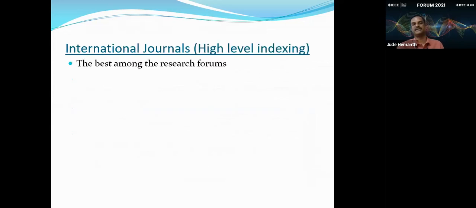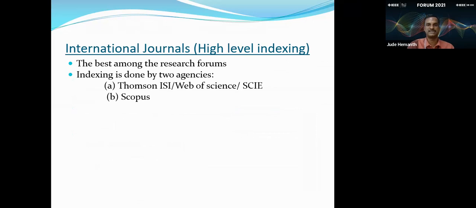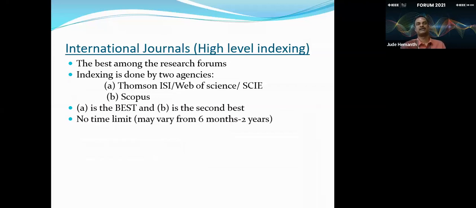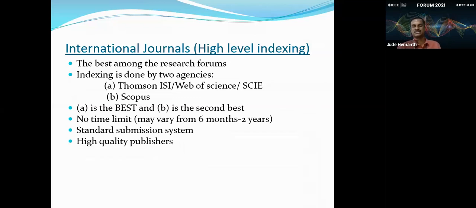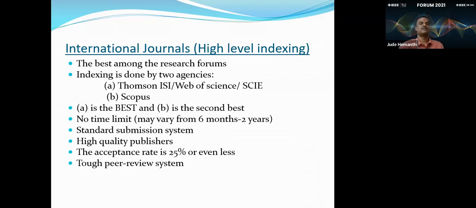But when you go for high-level indexing, this is the venue which you should be attending my workshop for, among the research forums. Thomson ISI, Web of Science, or SCI. B is for the previous one, or the case 2 research. A is the best. If you are going for case 2 research and you're confident, you can definitely give a shot at the SCI journals. No time limit, you have to be patient. You'll have a standard submission system. Publishers will be good quality publishers, but the rate of acceptance is very low. That's why I gave you the information on how to prepare the paper.